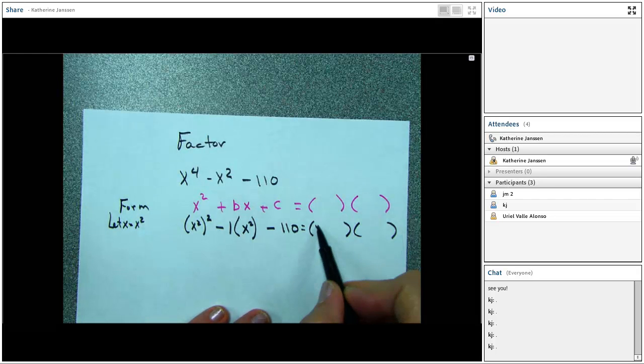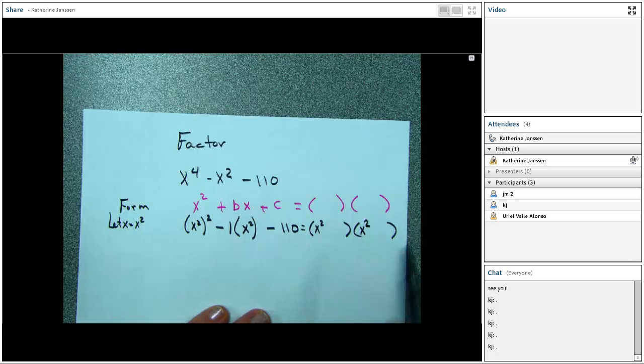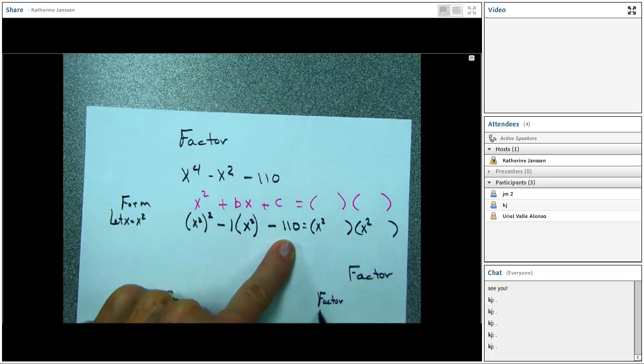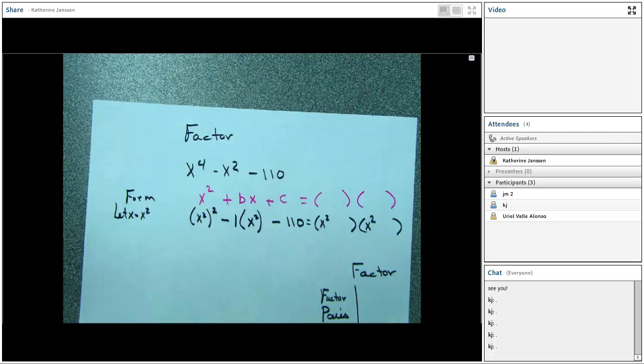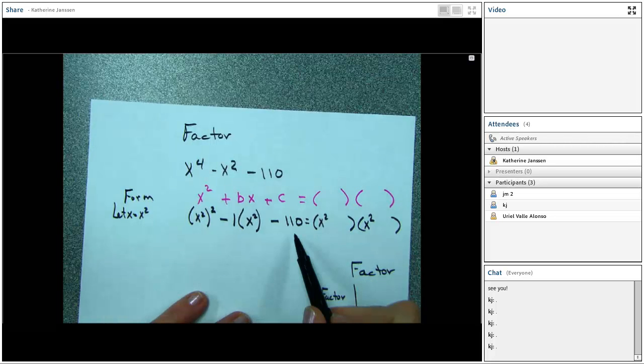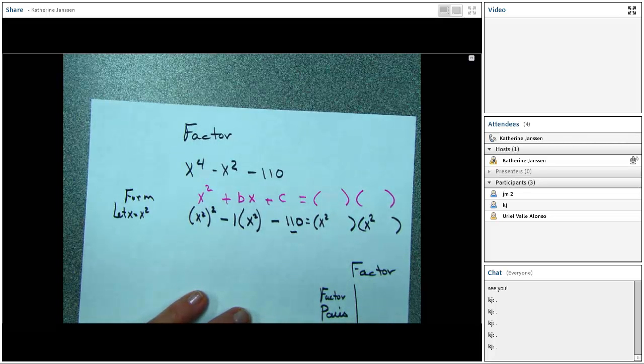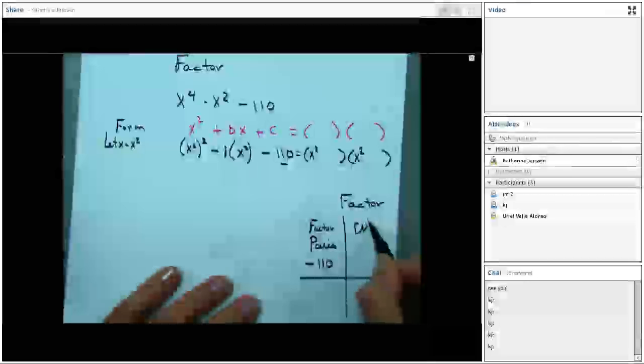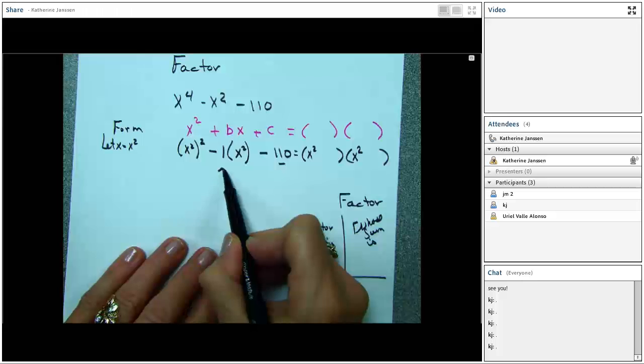Oh, I can do the first term. X squared times x squared would be x to the fourth. But we'll have to build our factor table. And we're going to factor our constant, which is a negative 110. And I want to factor negative 110 and find the factor pairs whose sum is the coefficient on the middle term.